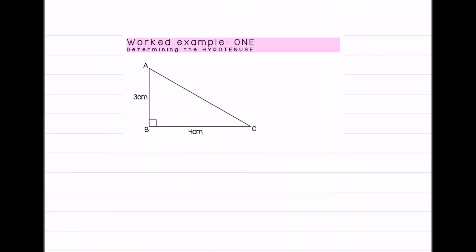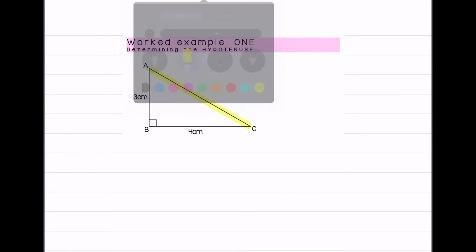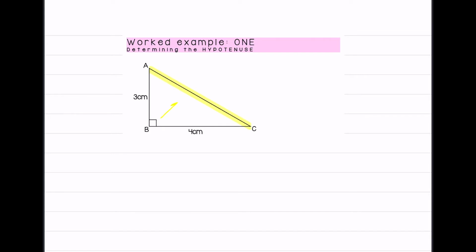If we look at our first example, we have triangle ABC. And in triangle ABC, we have two of the short sides, AB and BC, and we are able to identify our hypotenuse. And our hypotenuse in this question is line AC. And that line is the longest side of the triangle, and AC is also the side opposite the right angle. So that line is the hypotenuse. So I could either talk about it as the hypotenuse, or I could talk about it as line AC.